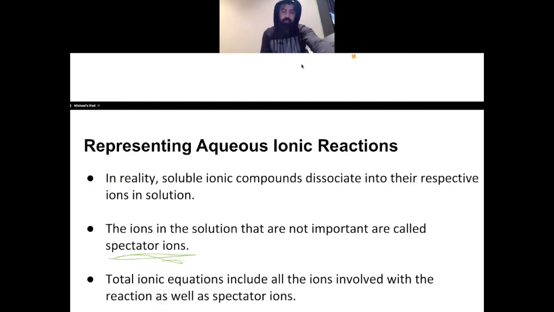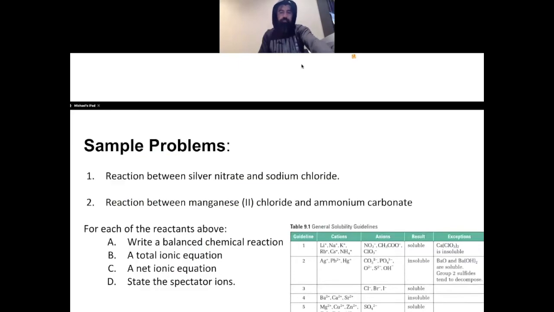Okay, so we have what is referred to as a total ionic equation, and it involves all the ions that are involved in a double displacement reaction that forms a precipitate. Once you remove the spectator ions, you have what is referred to as the net ionic equation, and we're going to see that with a couple of sample problems. So here are two sample problems. We've got silver nitrate reacting with sodium chloride, and manganese 2 chloride reacting with ammonium carbonate.